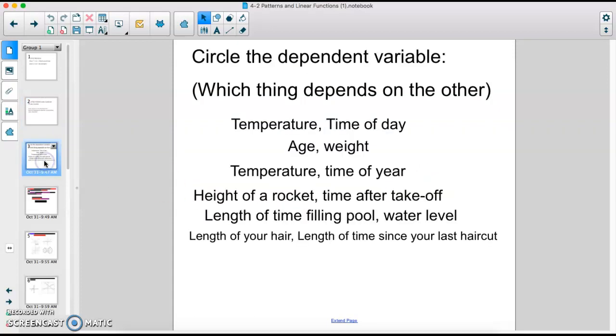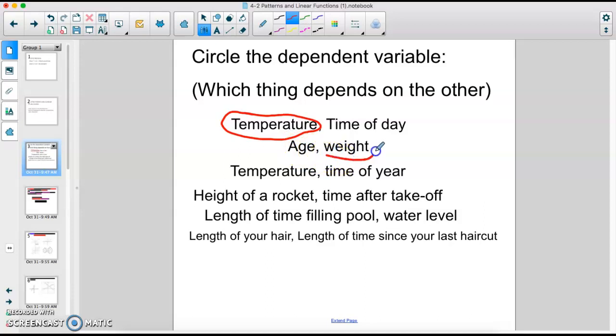All right. So first off, talking about dependent variable versus independent variable, we need to figure out which thing depends on the other one. Okay, so this first one, temperature, time of day, which one depends on the other one? Well, temperature depends on what time of day it is, right? If it's nighttime, the temperature is lower. The temperature does not dictate what time of day it is. Age and weight, well, you can't really change your age. Your weight kind of depends on how old you are, right?